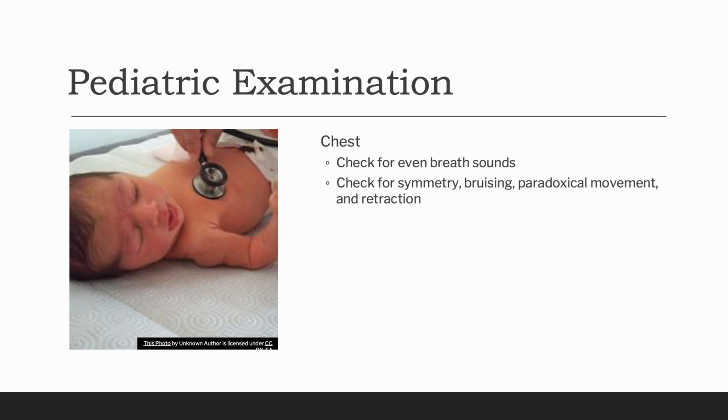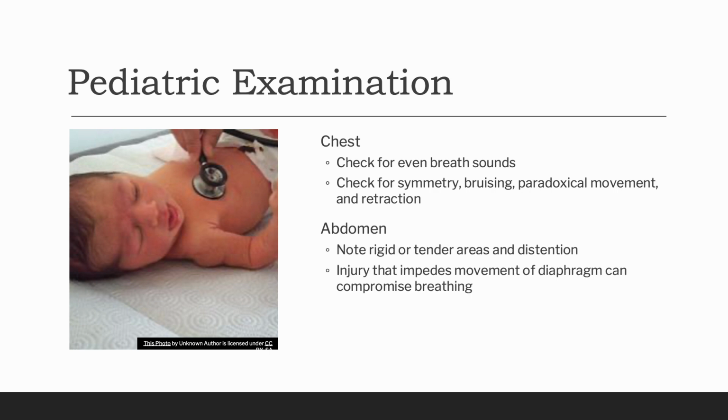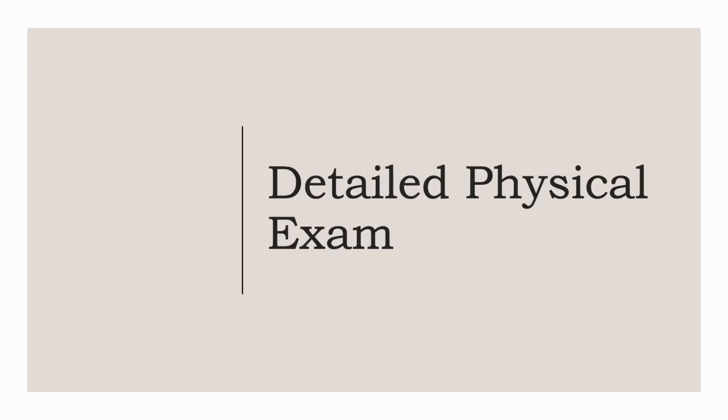For the chest, check for breath sounds, check for symmetry, bruising, paradoxical movement, and retraction, just like with adults. For abdomens, notice if it's rigid or tender. And injuries that impede movement of the diaphragm can compromise breathing. Also, I will add, if we strap the patient to a backboard too firmly and cause them to be unable to move their abdomen up and down, for children, they may have a difficult time breathing. Pelvis, we're going to check again for stability, and extremities, the same thing, cap refill and distal pulse.